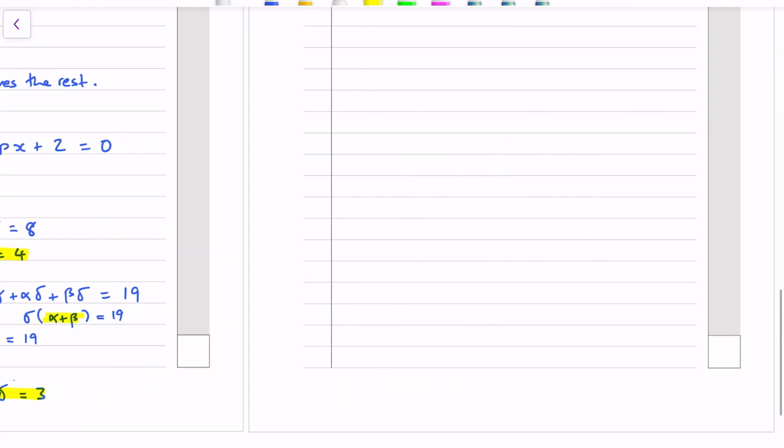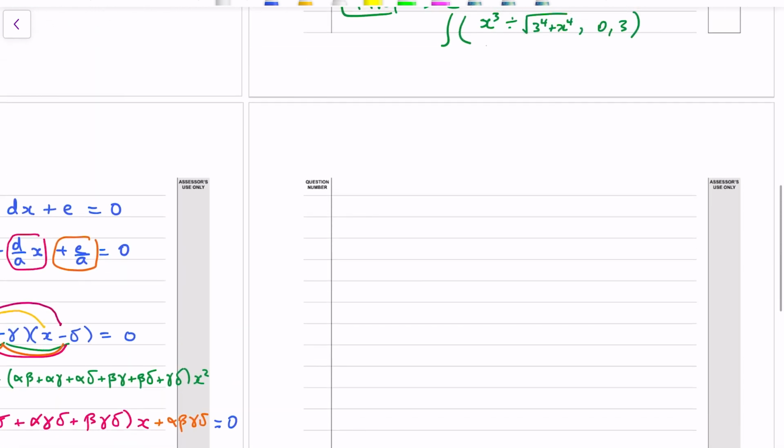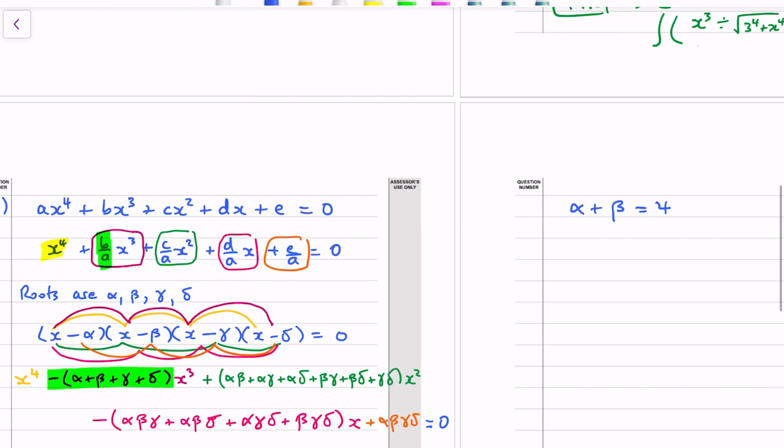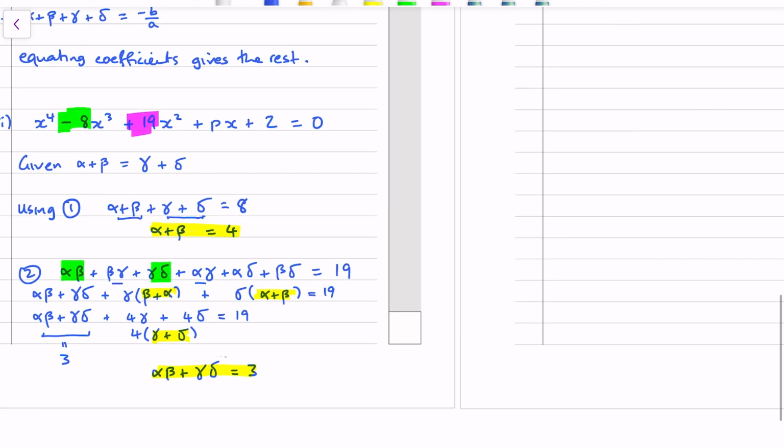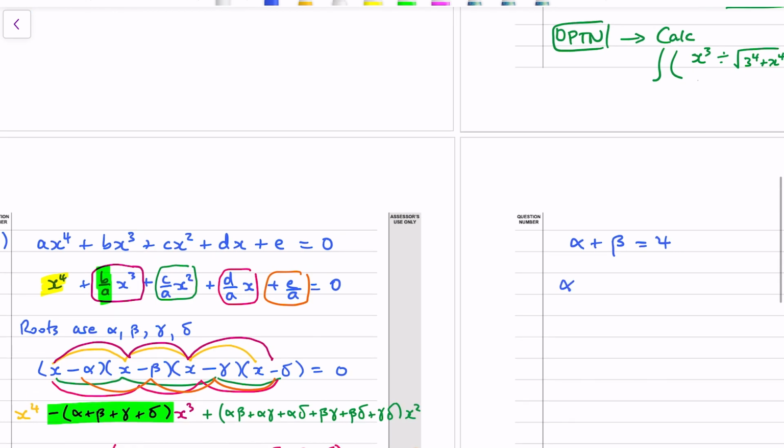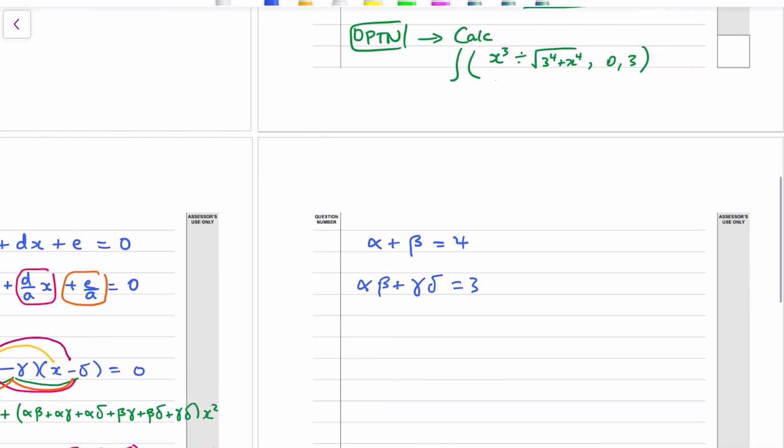Go up to the next page. We've got alpha plus beta equals 4, which remember is also the same as gamma plus delta. And we've got alpha beta plus gamma delta equals 3. Alrighty, the last equation, I don't want to use equation 3 yet because it's got a p in it, but equation 4 was alpha beta gamma delta equals 2, the product of the roots.